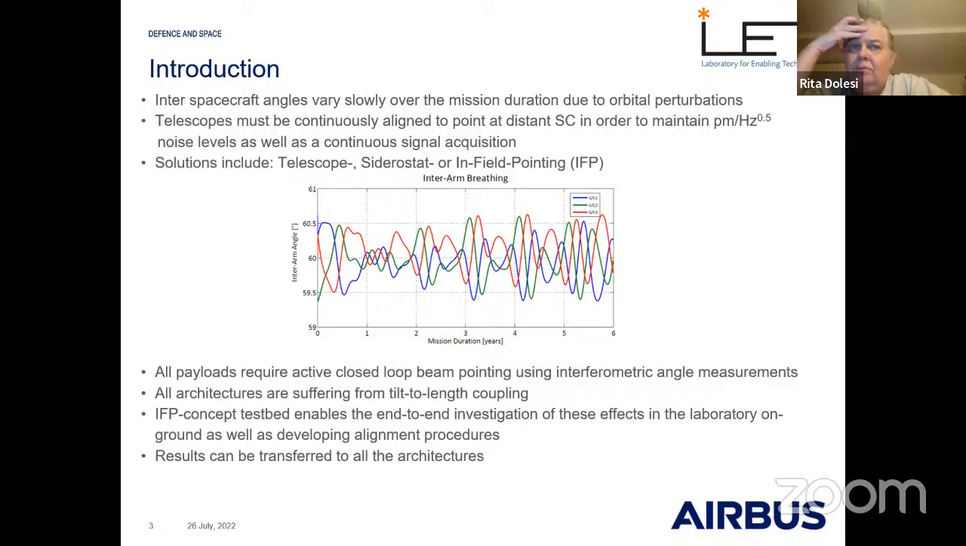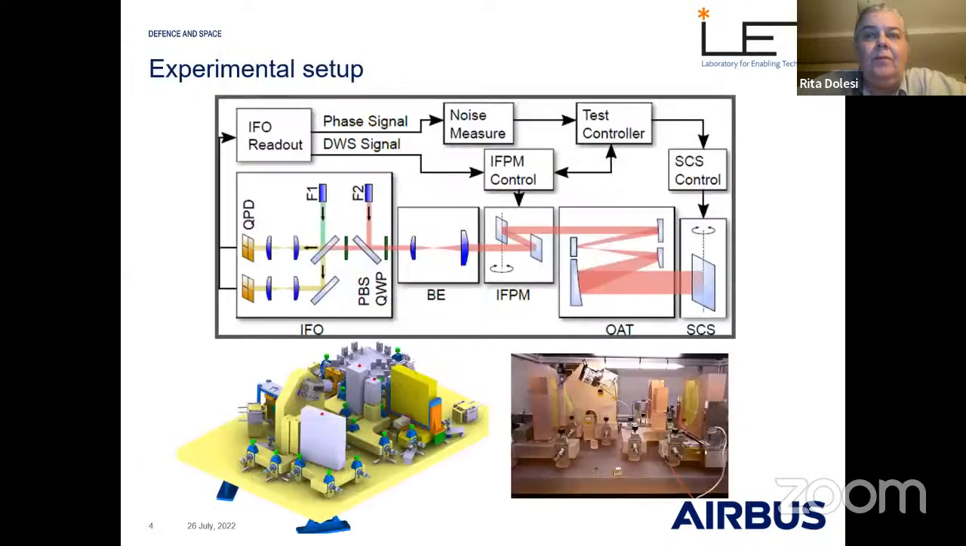However, the in-field pointing concept enables end-to-end investigation of tilt-length coupling effects in a laboratory environment on ground, and also allows us to have a look at the alignment procedures for a typical telescope and measuring the pupils. And this is a cool thing: the results can be transferred to all the architectures. With that in mind, let's have a look at the in-field pointing setup.